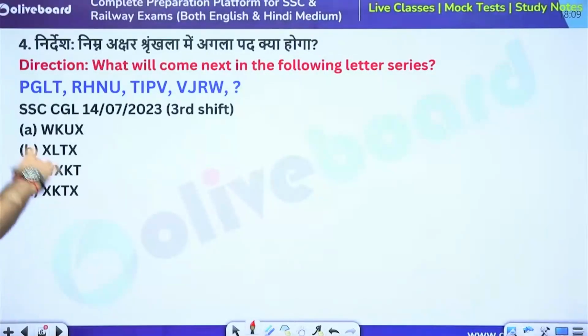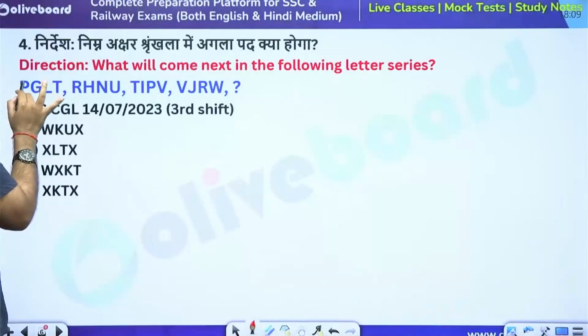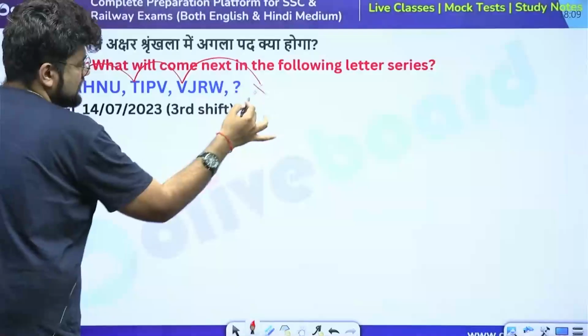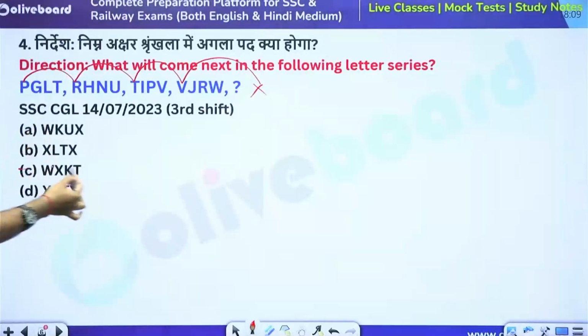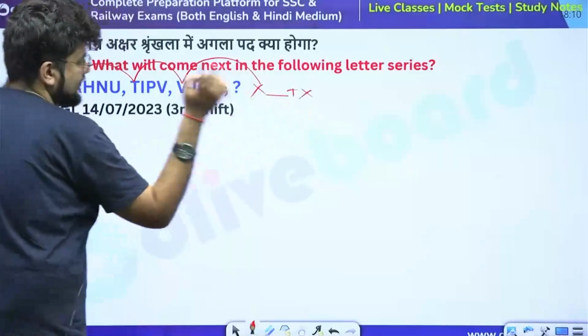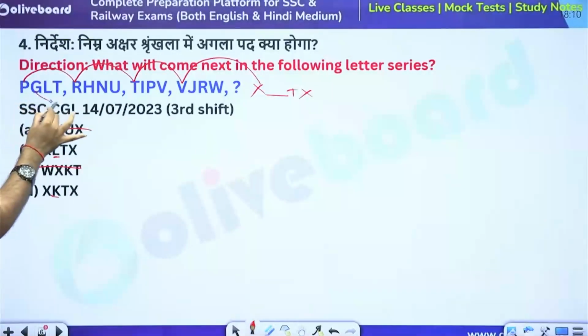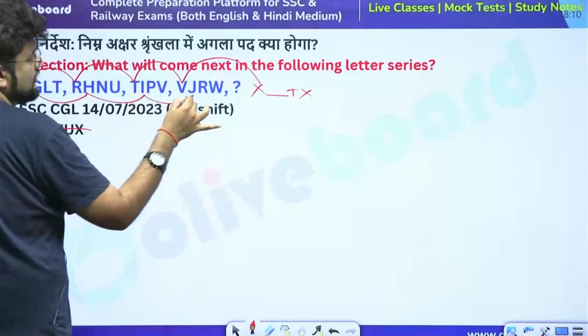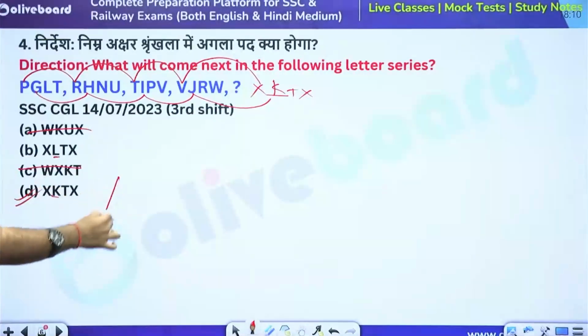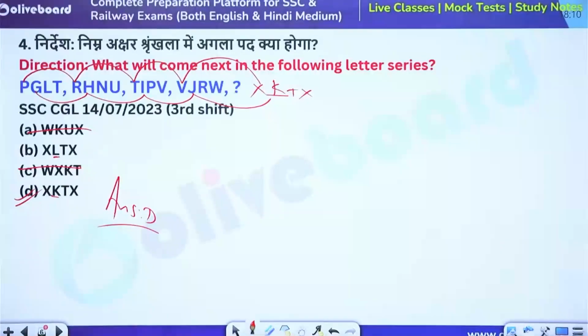So what is happening here now? 16 plus 2, 18 plus 2, 20 plus 2, 22 plus 2, 24. So we'll start with an X. We have two options starting with X. Now if you observe, only the second letter will change here. T and X are the same, so we'll only check the second letter now. That will give us our answer. So 7, 8, 9, 10, 11. So option D is the correct answer. Cool. Next.